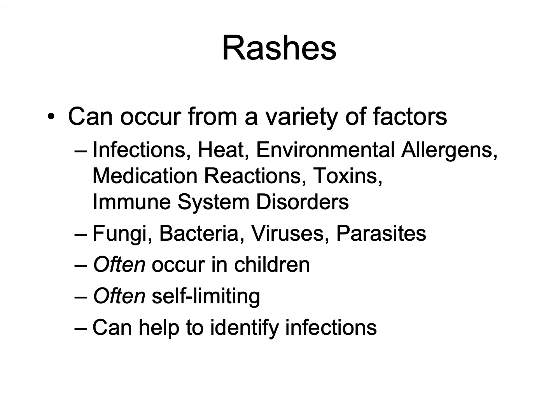Rashes can occur from many different things. Of course, they can occur from infections. We can often identify infections based on the type of rash it is. You can have rashes caused from an allergic reaction or a medication reaction. You can have rashes from toxins that get on your skin, or you can have a heat rash. And we can also have rashes that are caused from immune system disorders. Rashes are caused by many different types of microorganisms.